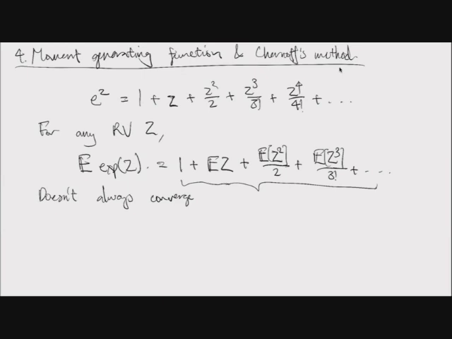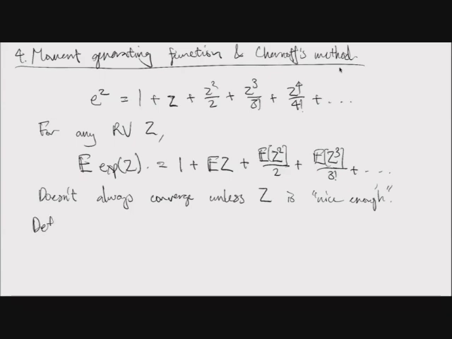Okay, but the good news is that almost all the random variables that we work with on an everyday basis are nice enough so that we can often compute what the moment generating function is. So I'm just going to say that this doesn't always converge unless z is nice enough. Nice enough just means that the tails of z are not too heavy.